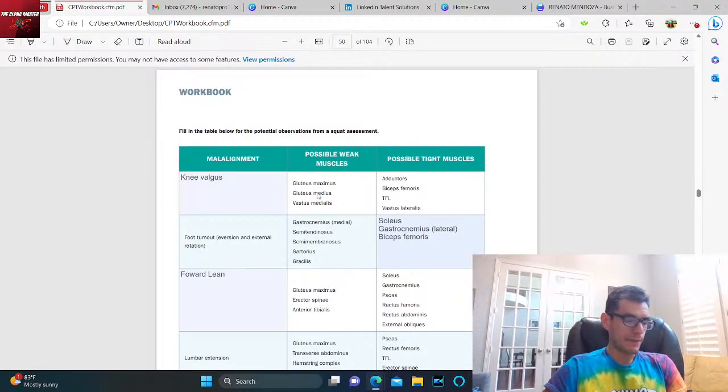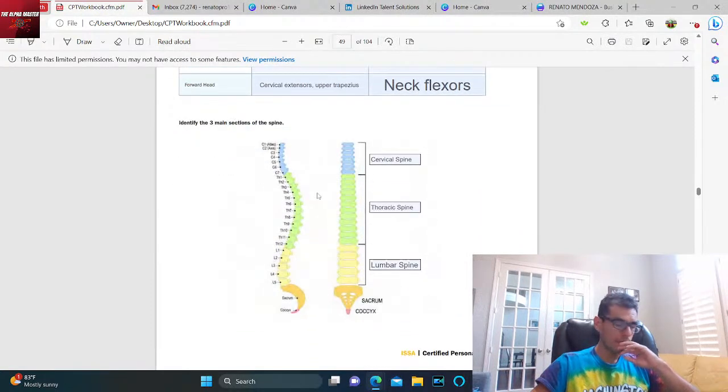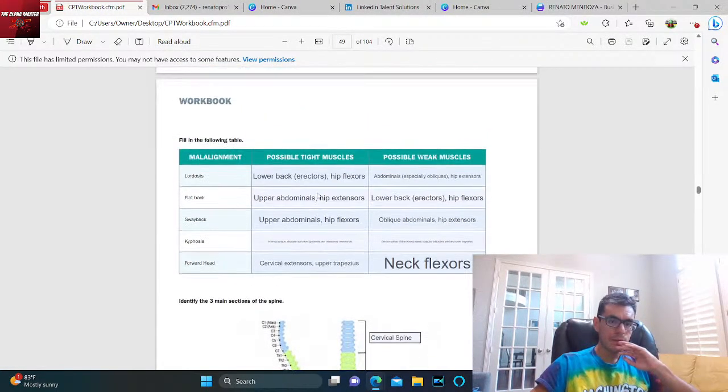After that you have the strength assessments, like the leg press or squat for lower body and bench press for upper body. You have the 1 repetition max calculation. You have muscular endurance, like the push-up test. And you have 3 main sections of the spine, the cervical, thoracic, and lumbar spine, which we already saw. Then you have the spinal deviations. We already went over them.